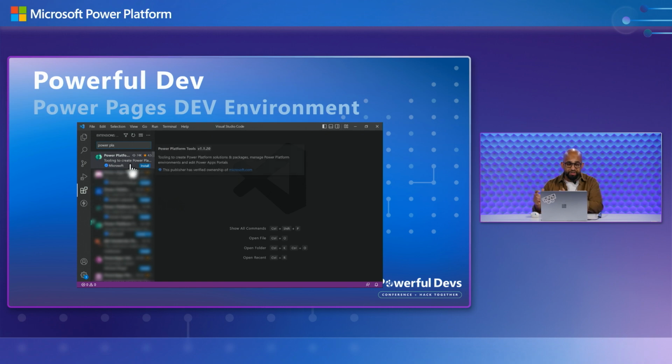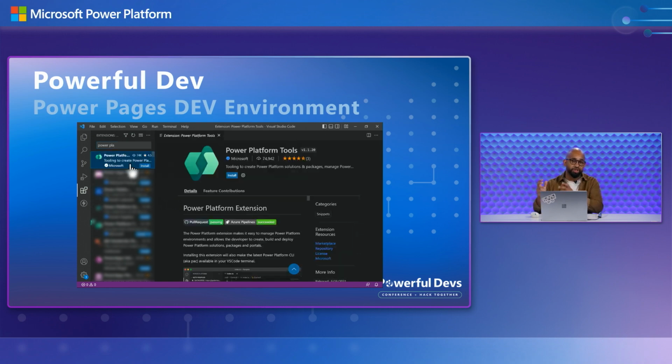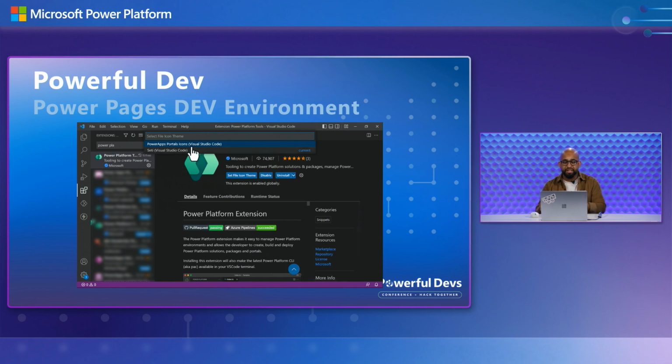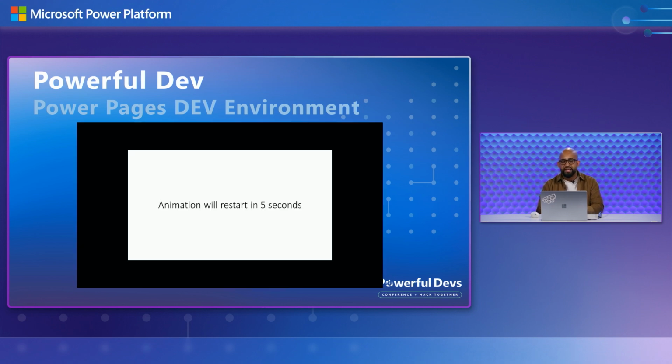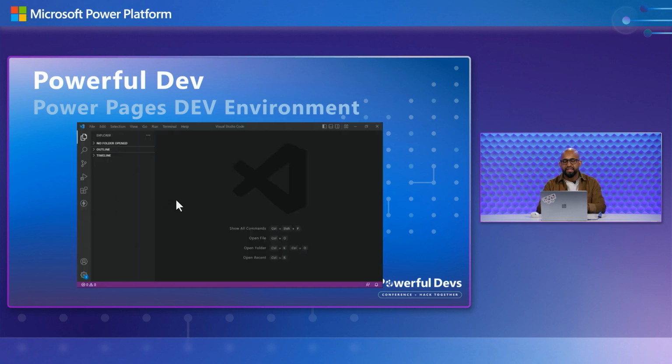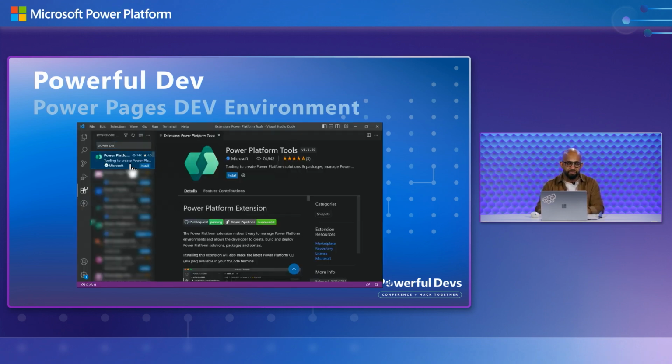Finally, before we dive into code, everything that I'm going to show to you today is based on VS Code for desktop. You can download VS Code for desktop and then install the Power Platform tools into your environment, and you'll be able to download the contents of your site using the Power Platform CLI, okay?